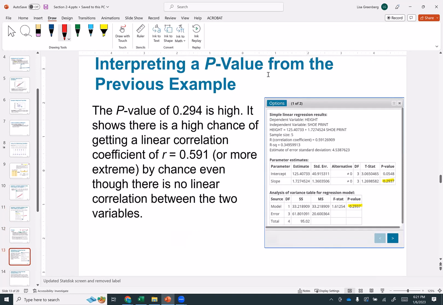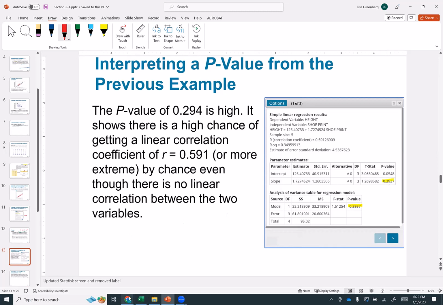Interpreting a p-value from the previous example, the p-value of 0.294 is high. It shows there is a chance of getting a linear correlation coefficient of R equals 0.591 or more extreme by chance, even though there is no linear correlation between the two variables. So that p-value is too high.